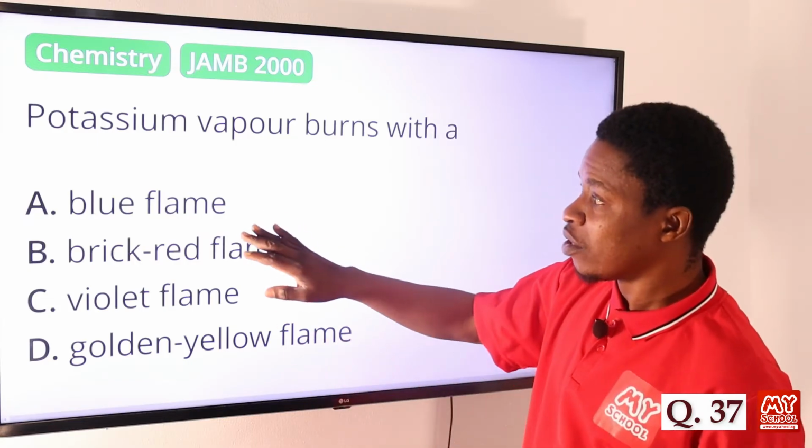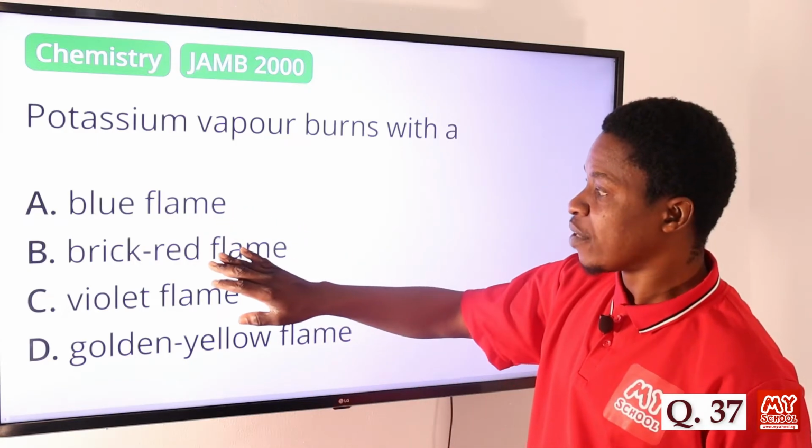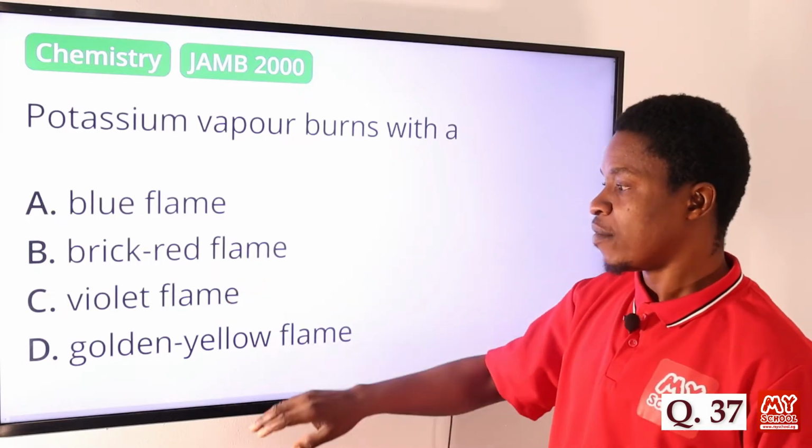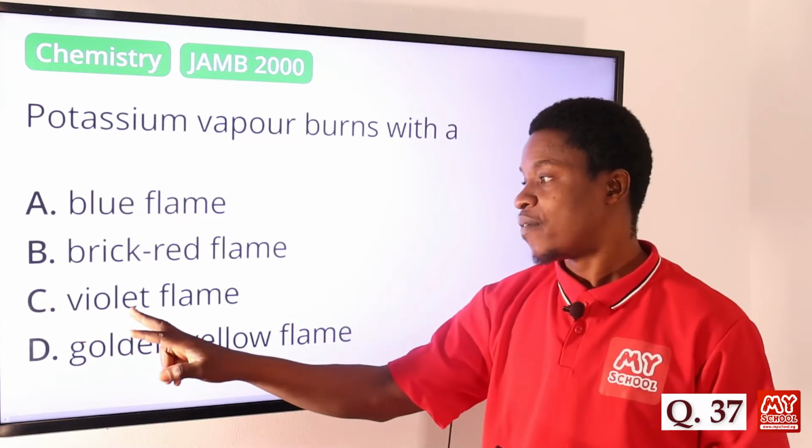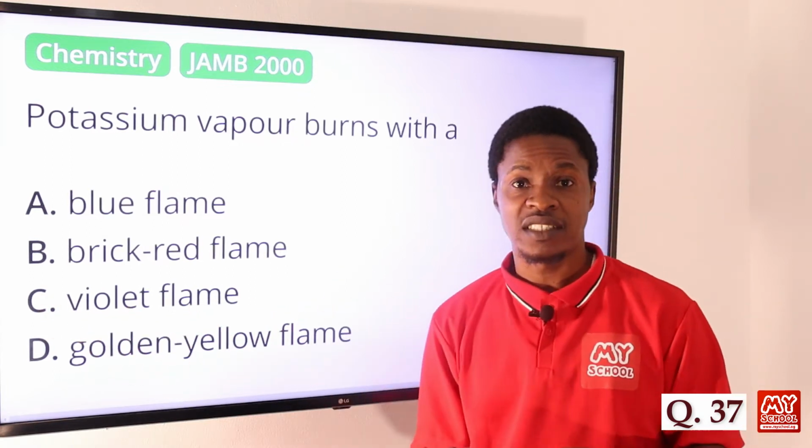So if you look at the options, blue flame is not it. Brick red flame is not it. Violet flame, then we have golden yellow flame. So the correct answer is option C. Violet flame is the correct answer.